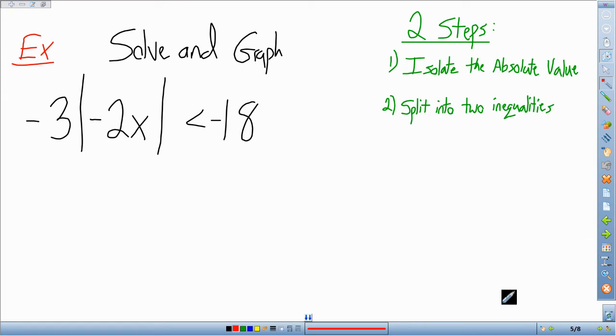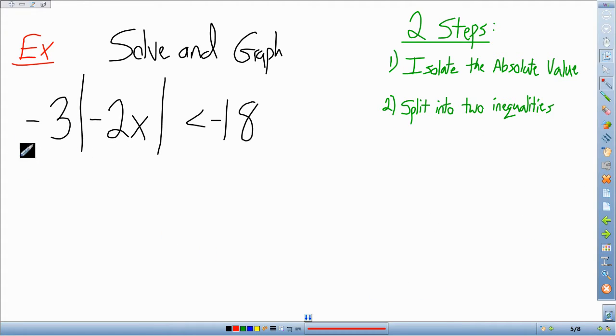Okay, let's keep moving. All right, so let's look at problems that have numbers on the outside of our absolute value. Go ahead and copy this and get the 2 steps here just to remind you. Step number 1, isolate the absolute value. On the last few slides, they've all already been isolated. On these, they're not. So that's the first thing we've got to do. After that, then we can split into the 2 inequalities just like we've been doing.